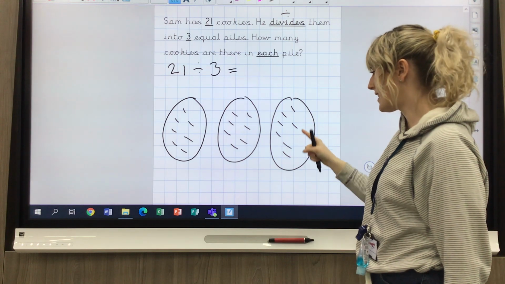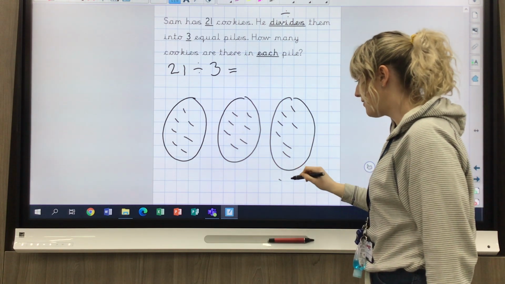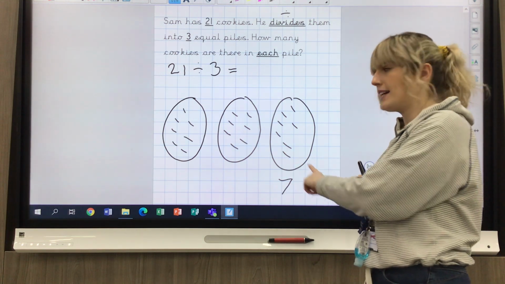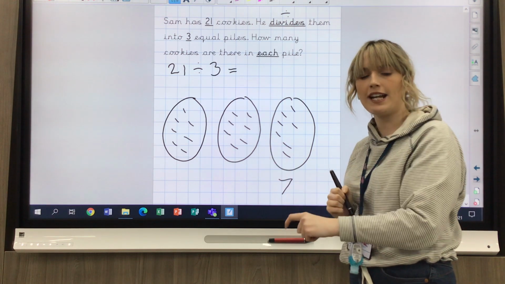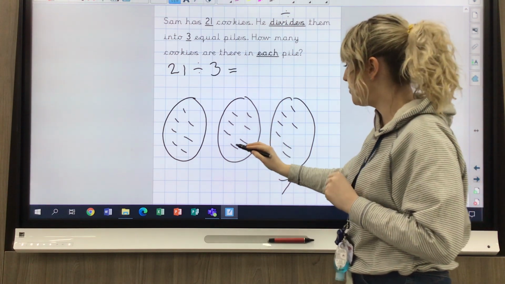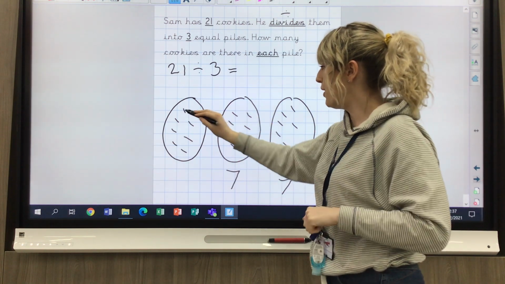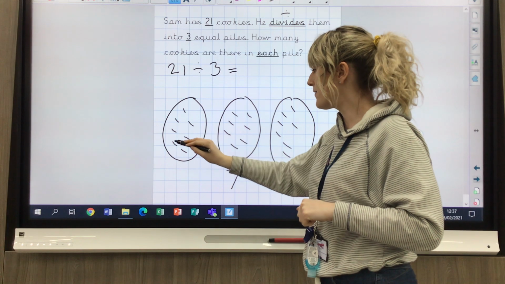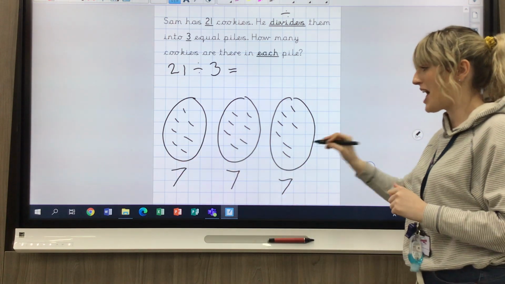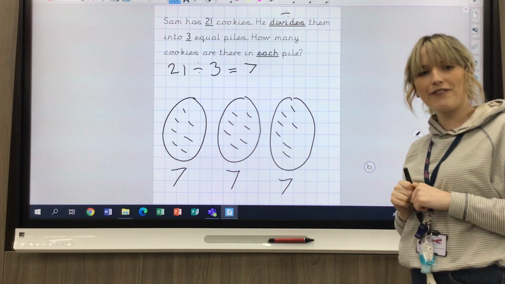So now I need to count. 1, 2, 3, 4, 5, 6, 7. Oh, there are 7. I'm not going to just count the one though, because I need to make sure they're all equal. And if they're equal, they're the same. 1, 2, 3, 4, 5, 6, 7. 1, 2, 3, 4, 5, 6, 7. We got it right. We didn't make any mistakes in sharing them out. So the answer is 7.